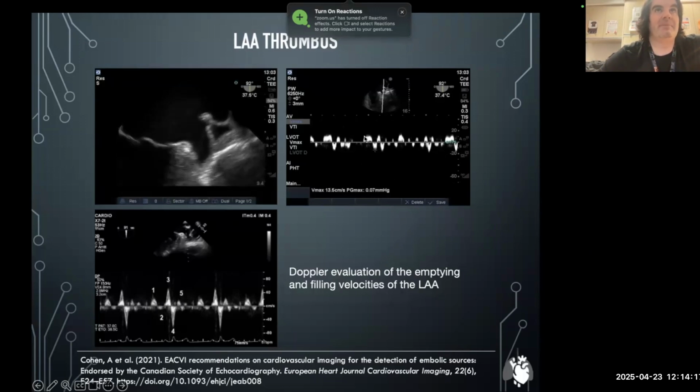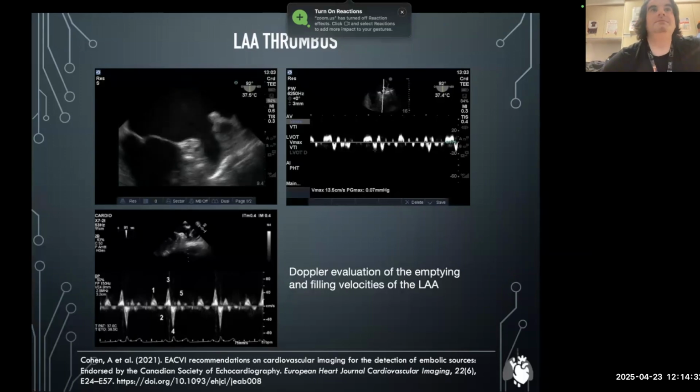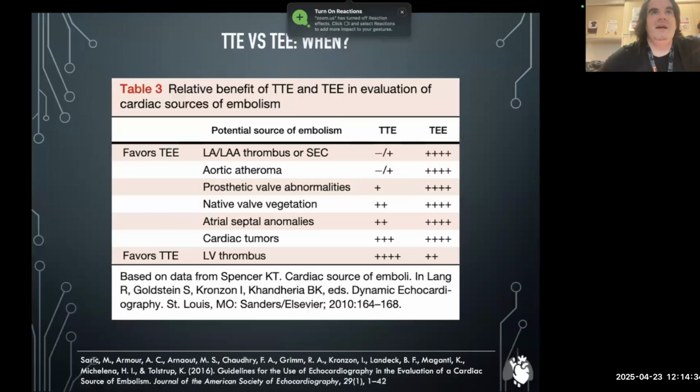Okay, so this is just showing an example where those appendage velocities are certainly reduced. Once they're less than 20 centimeters per second in systole, we expect that most likely this is an elevated risk factor for atrial appendage thrombus. And then like I said, there are lots of reasons why we would use TTE versus TEE.